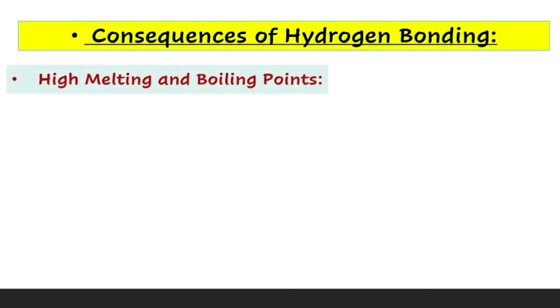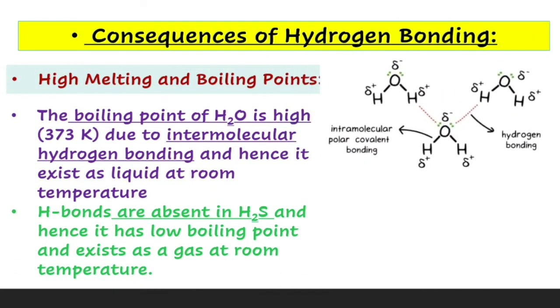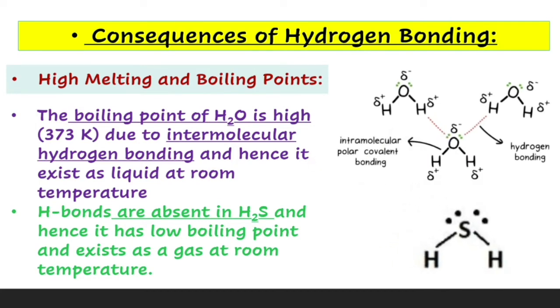The third one is high melting and boiling points. When we take an example of water and H2S, we find that the boiling point of water is quite high as compared to hydrogen sulfide. Also, we know that hydrogen sulfide is a gas while water is a liquid. Why does this happen? This is all because of hydrogen bonding. The boiling point of water is high, that is 373 Kelvin, due to intermolecular hydrogen bonding, and hence it exists as a liquid at room temperature. Hydrogen bonds are absent in the case of H2S, and hence it has a low boiling point and exists as a gas at room temperature.